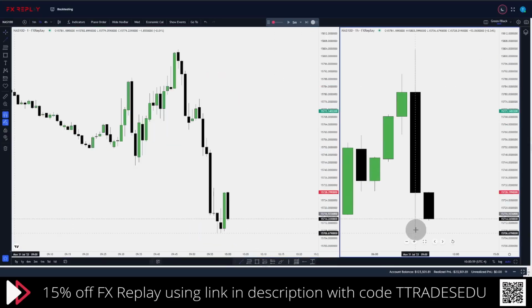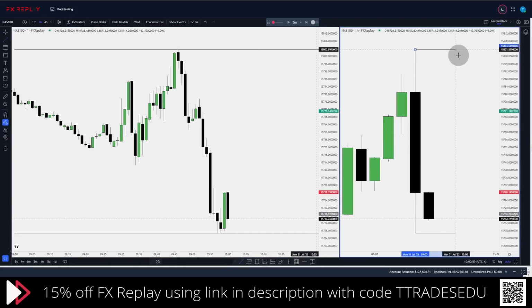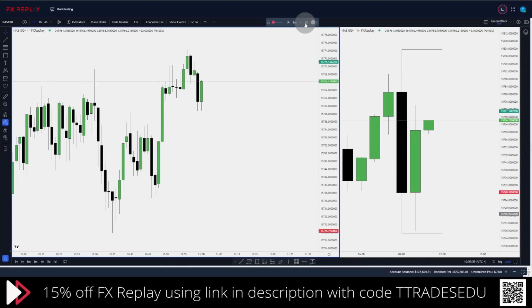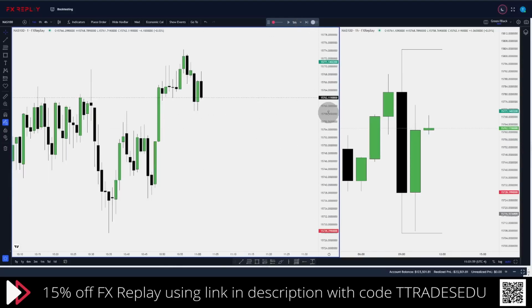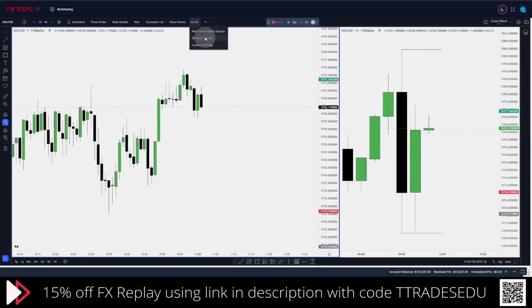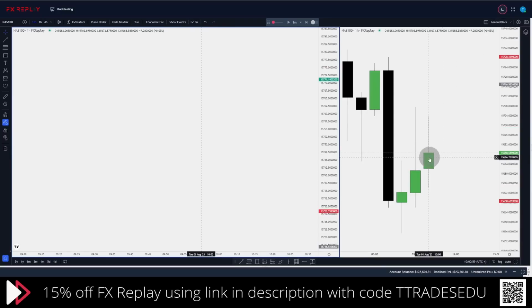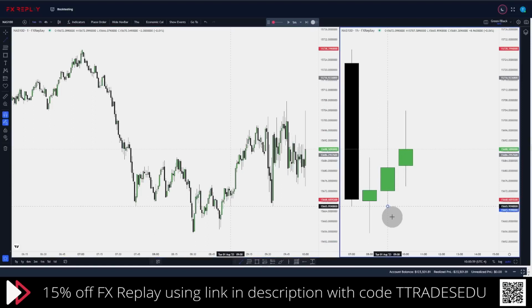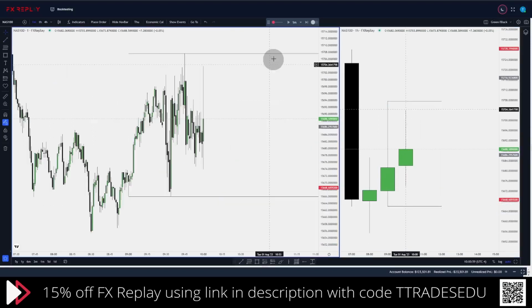So here we are, marking out the low and the high of this range. And there we are at our 11, so the end of our window. So we'll go to the next day. So here we are on Tuesday. But first, mark out our low and our high. See what happens.